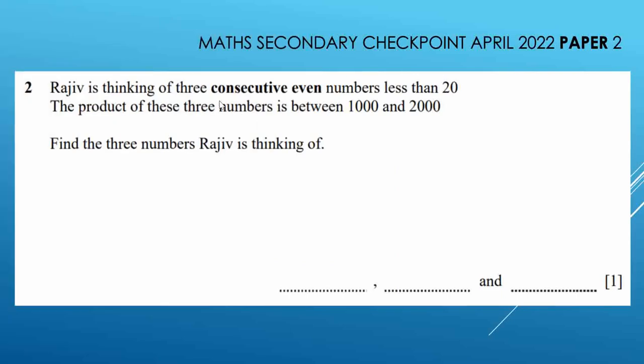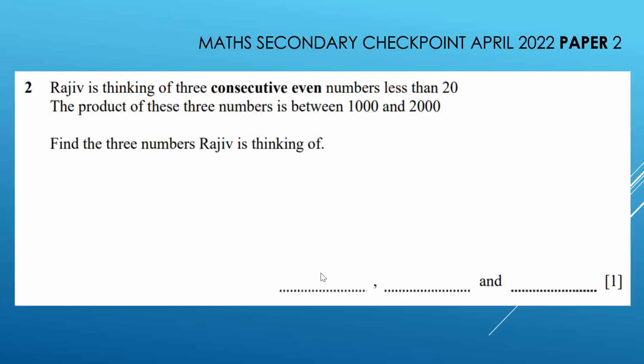Question 2. Rajiv is thinking of 3 consecutive even numbers less than 20. The product of these 3 numbers is between 1000 and 2000. Find the 3 numbers Rajiv is thinking of. 10 seconds.